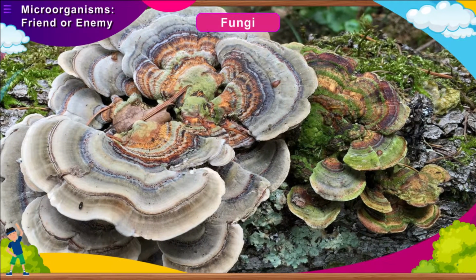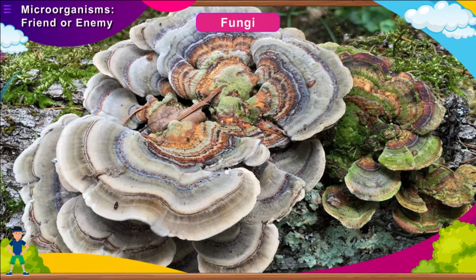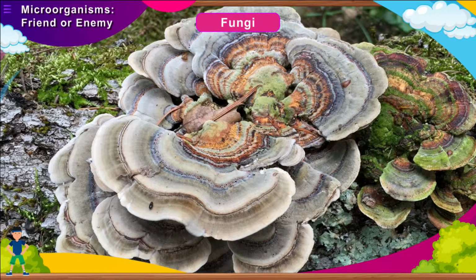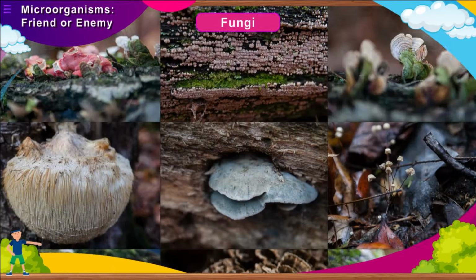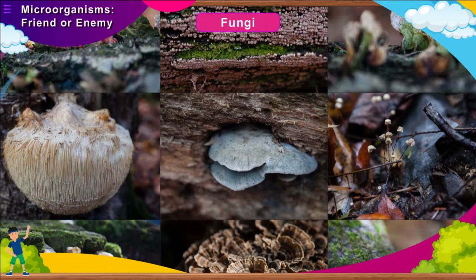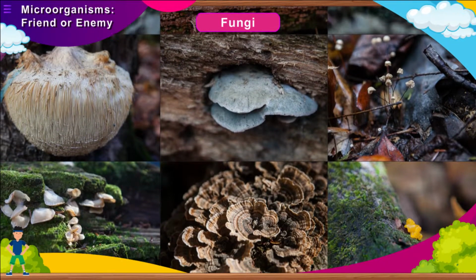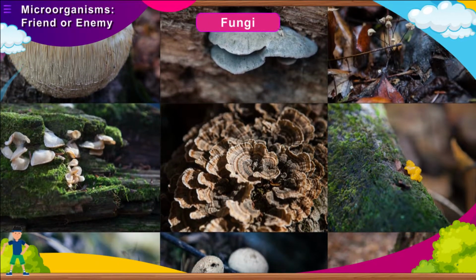Fungi. Fungi or fungus are non-green plants that lack chlorophyll. They are not capable of producing their own food. They grow in damp, dark, and moist places, like moist clothes and old shoes. The body of fungus is made of thread-like thin filaments called hyphae. A mass of hyphae is called mycelium.